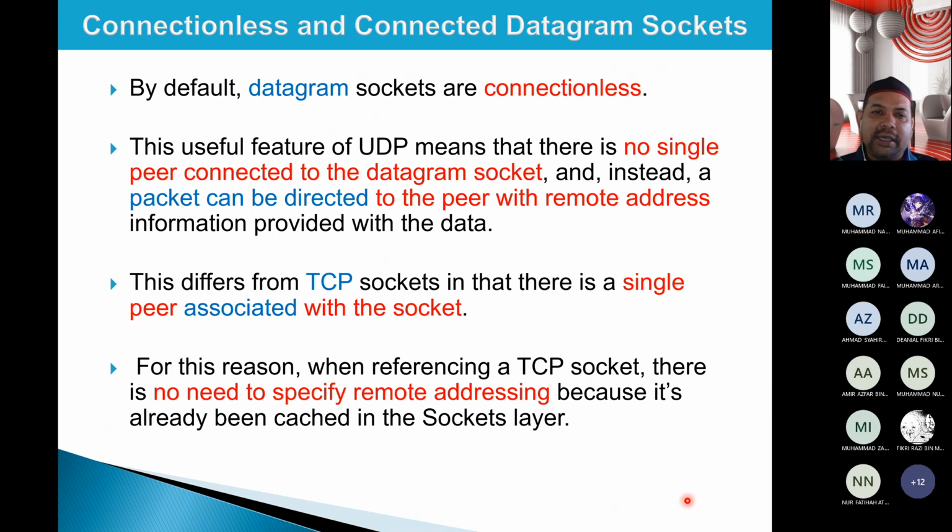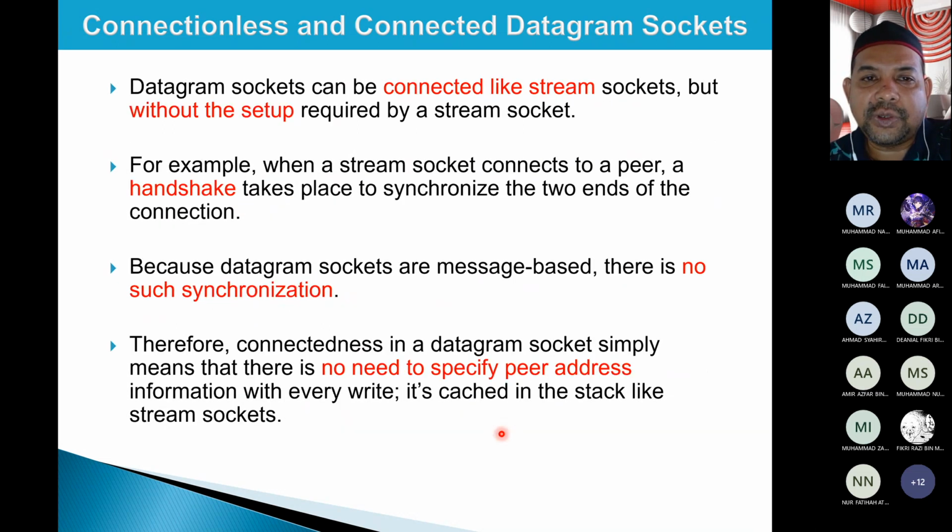Kita tak panggil dia connection oriented kan? Kita cuba buat macam connected datagram socket. Tapi kita buat connected. So, by default, datagram socket is connectionless. This useful feature of UDP means that there is no single peer connected to the datagram socket. And instead, a packet can be directed to the peer with remote address information provided with the data. So this differs from a TCP socket in that there is a single peer associated with the socket. For this reason, when referencing a TCP socket, there is no need to specify remote addressing because it has already been cached in the socket layer.